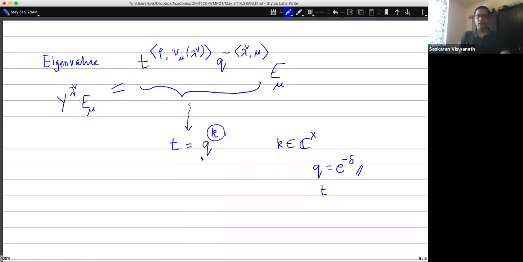Okay, so we replace t by q to the k. That allows you to think of this in one unified fashion. You can just say this is q to the k rho.